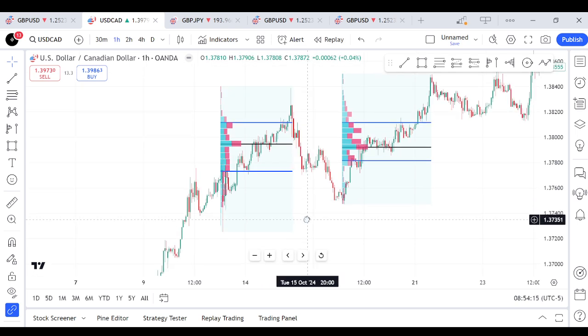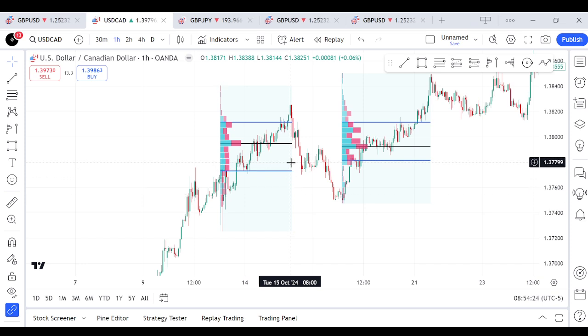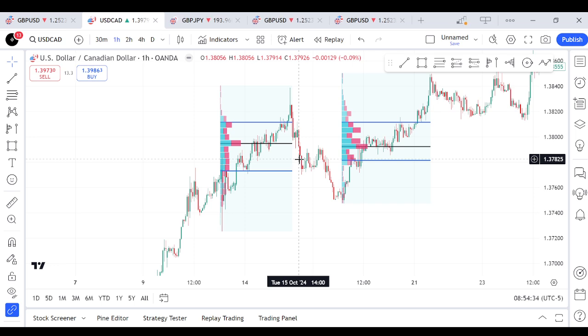So let's talk about the key components of volume profile. The first component is the point of control, or the POC for short. This is the price level where the highest volume of trades occurred, and it's often seen as a significant level where buyers and sellers are in agreement.